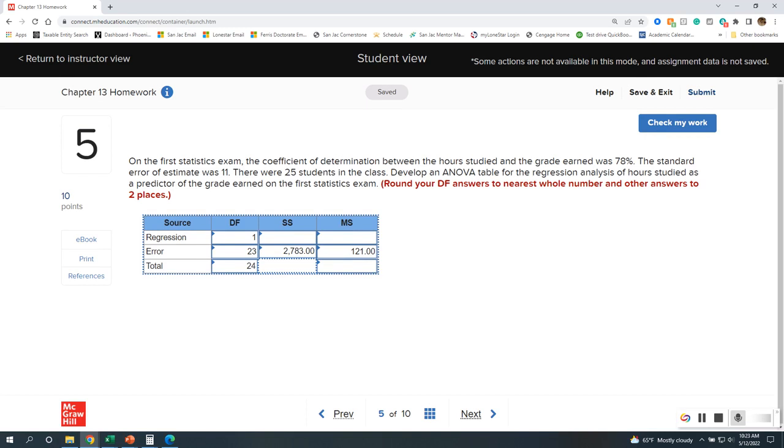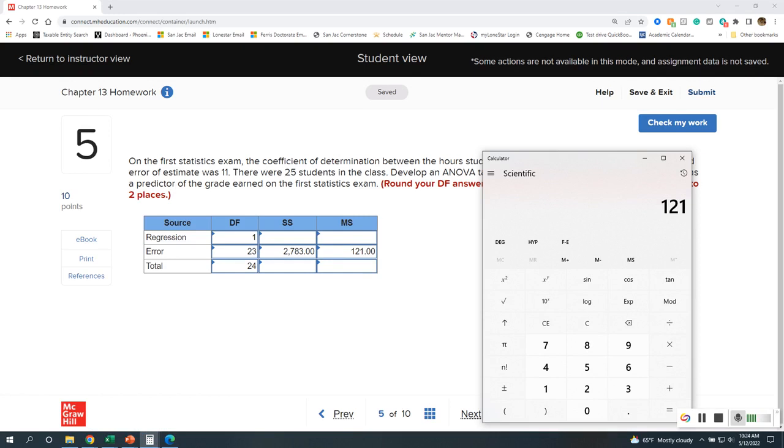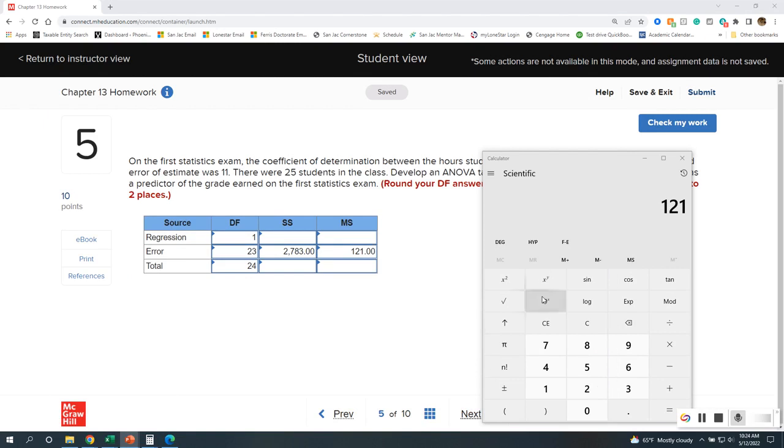So, we have a few things that we can do. We can know that the coefficient of determination is basically r squared. Now, that would be 1 minus SSE divided by SS total. Again, using our calculator and our math, we're using this formula right here because we don't know what SSR is. So SSE.